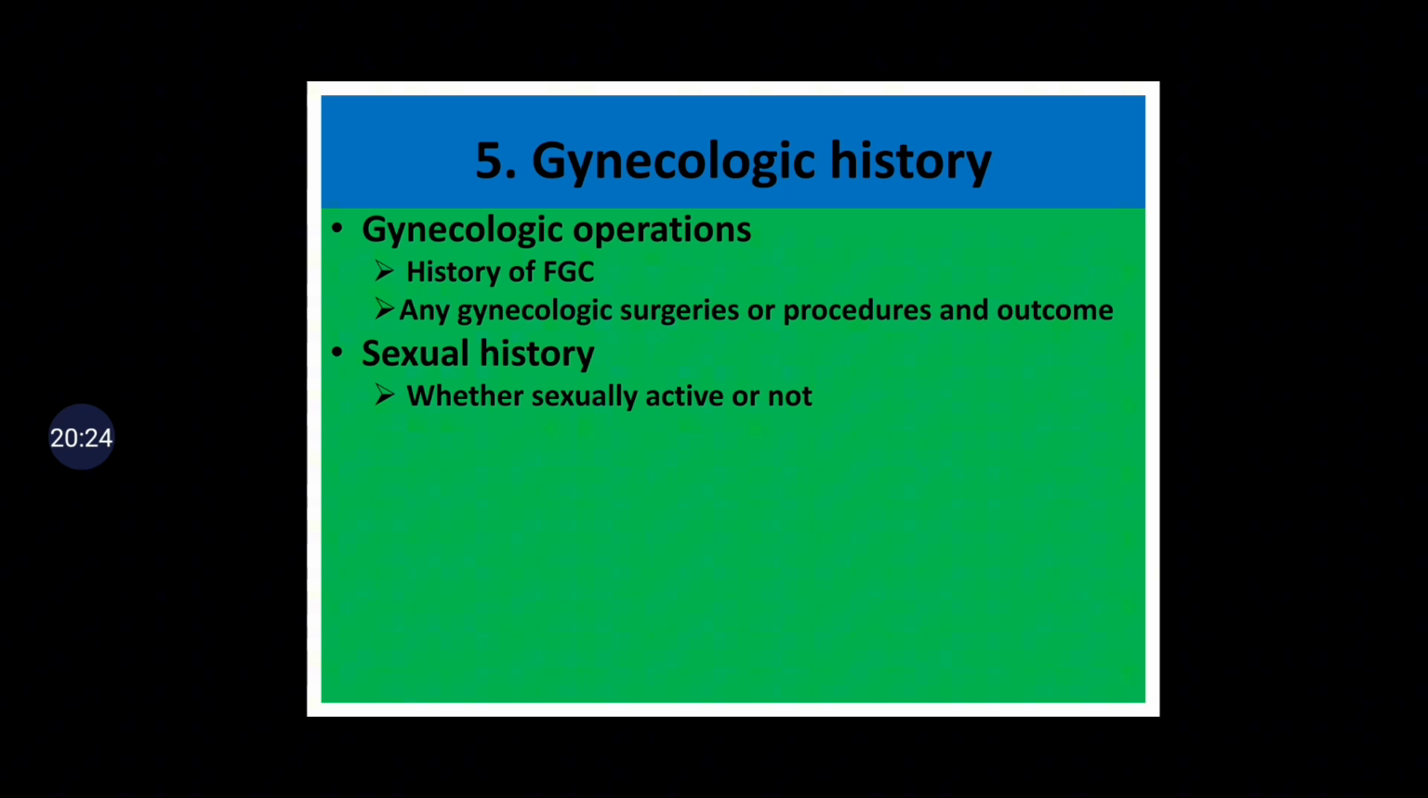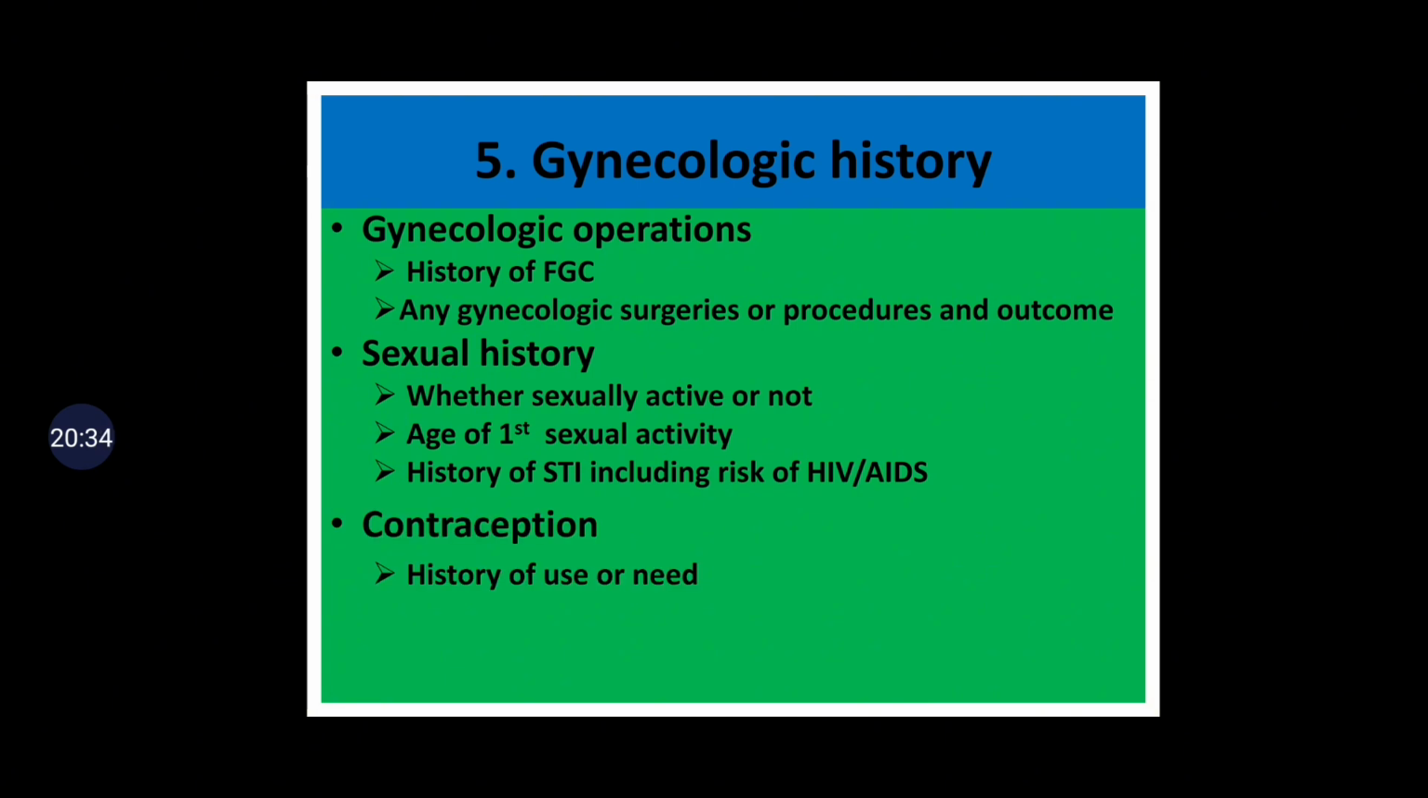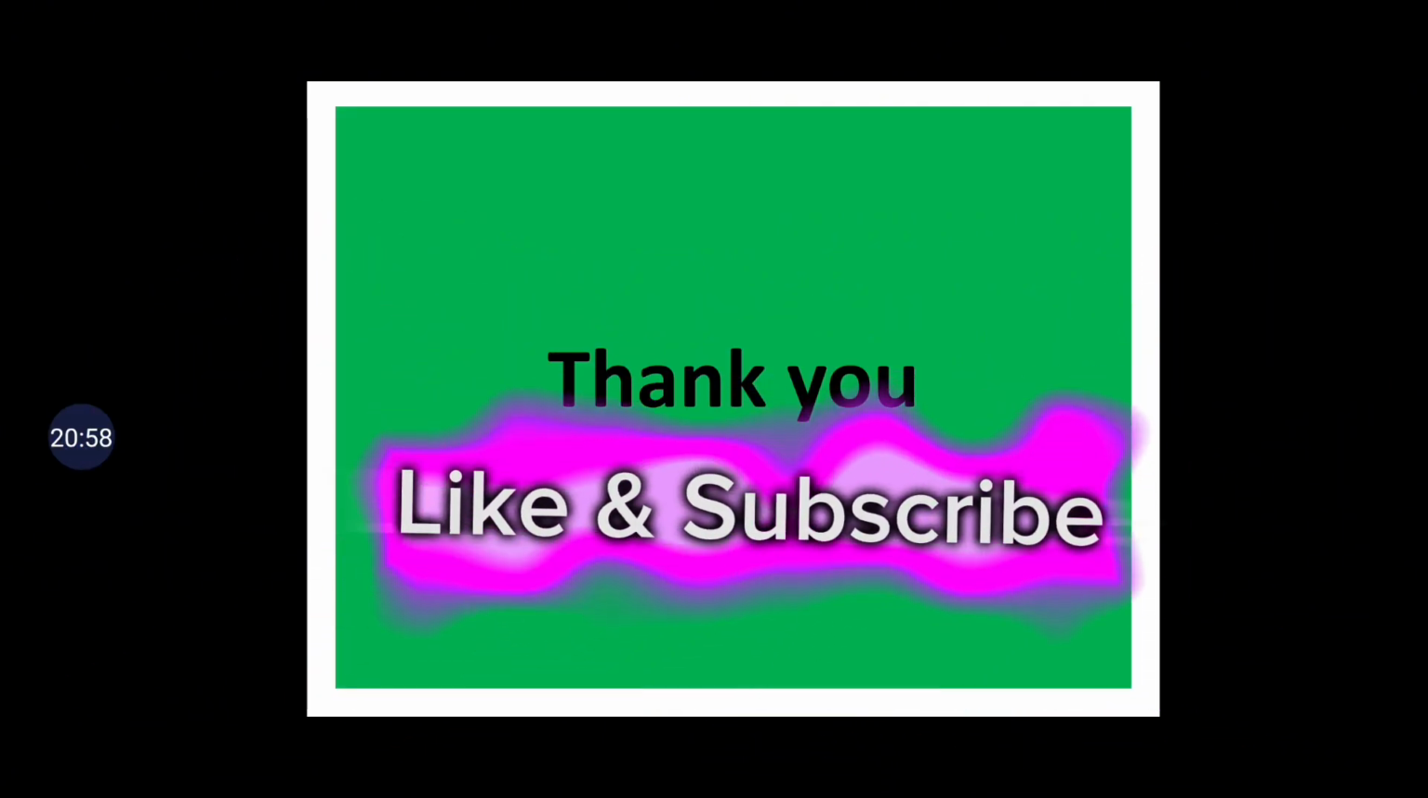Sexual history: whether sexually active or not, age of first sexual activity, and history of sexually transmitted infections, including risk of HIV/AIDS. Contraception: history of use or need of contraception, type of contraception, duration of use, and so on. Gynecologic history has 4 components. You can use the mnemonic MOSC: M for menstrual history, O for operations, S for sexual history, and C for contraception. This is all about obstetrics and gynecologic history.